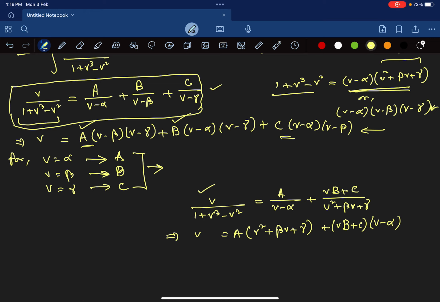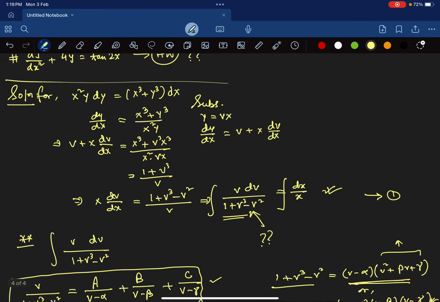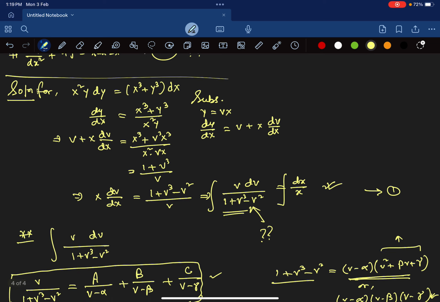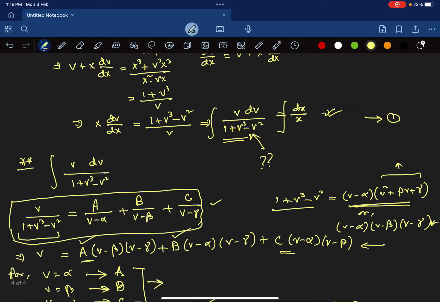Then you will compare both sides: the coefficient of v square, the coefficient of v, and the constant term. You will get three equations. From there you need to find the a, b, c values, back substitute, and you will get the answer. So this is the method I am giving you. But for this question, 1 plus v cube minus v square, you need to factorize it. If you are able to, then okay; otherwise just write down this methodology, that is sufficient. If you get this type of question, just write down this methodology.